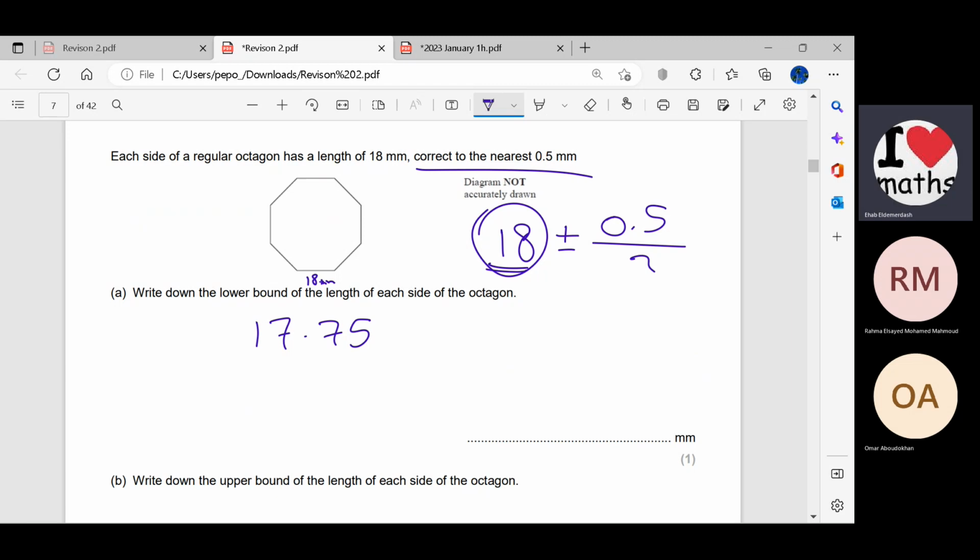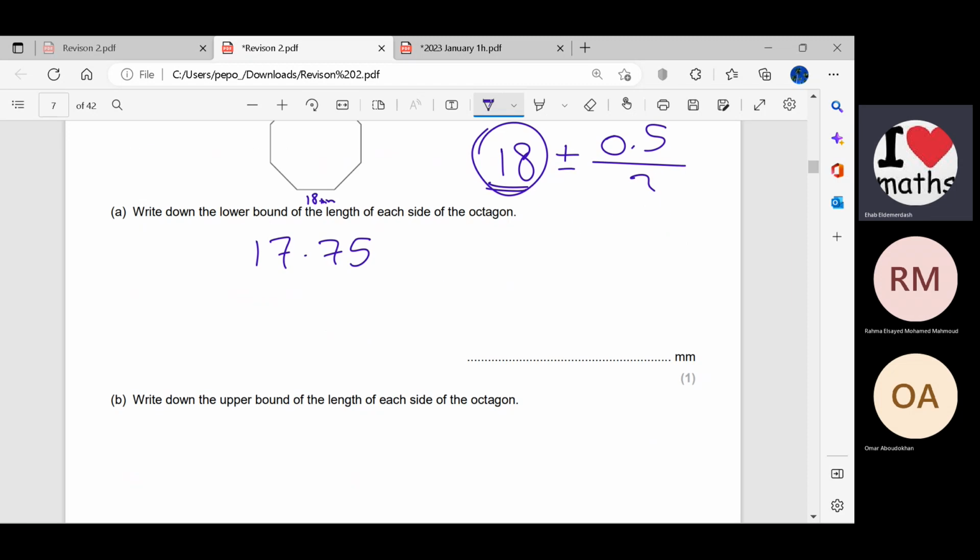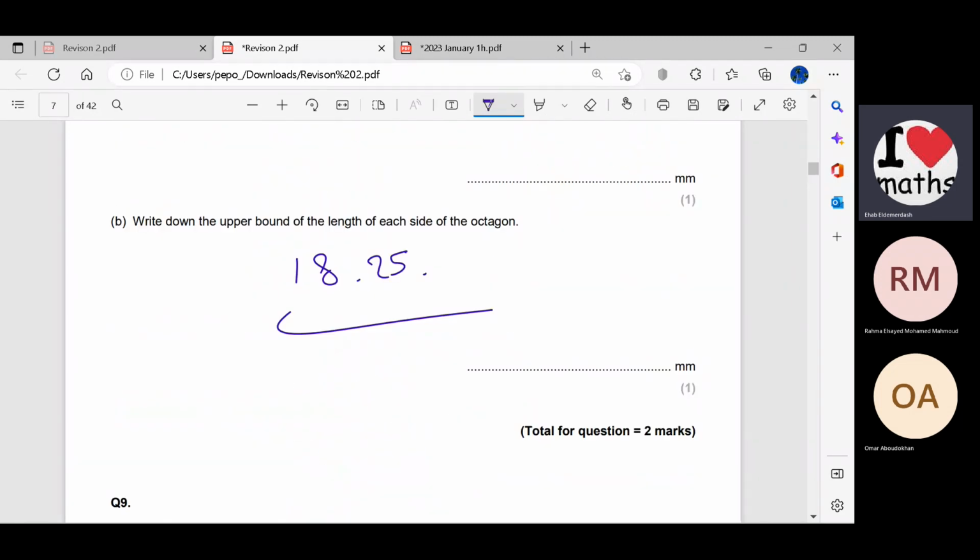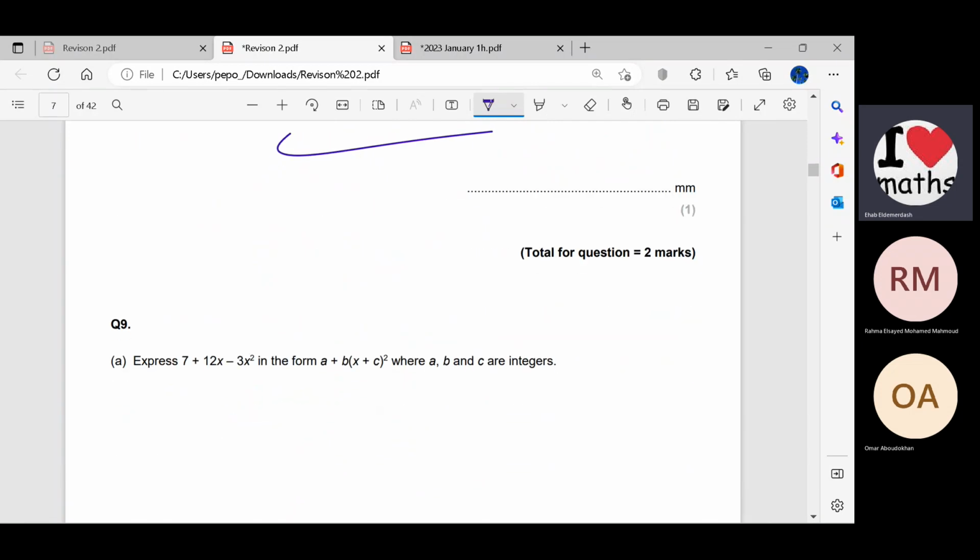Write down the upper bound of the length of the octagon. As we did the lower bound, now we have to write down the upper bound. It's completely normal; sometimes they are playing with us.